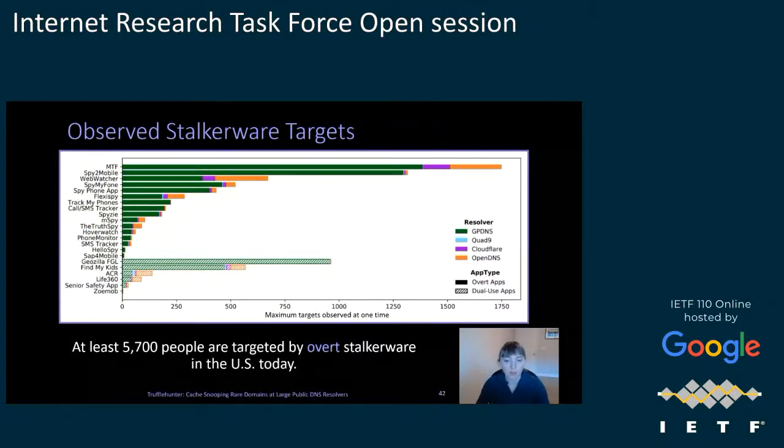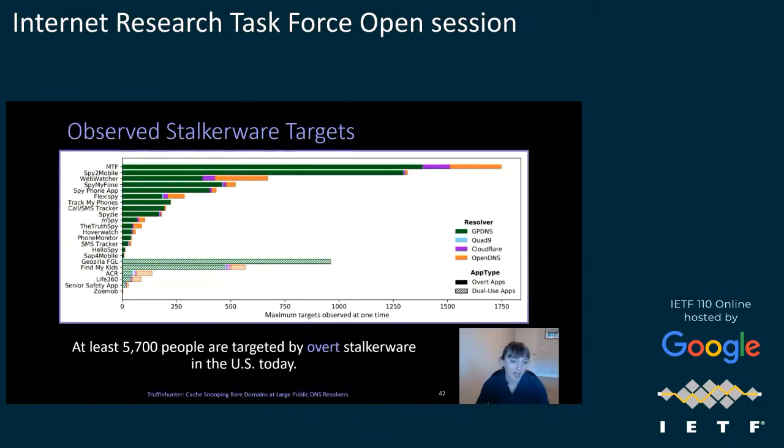This graph shows the maximum targets that we ever observed with stalkerware installed at any one time across the United States. We found that nearly 6,000 people are being targeted by overt stalkerware in the US today, and recall that that's a strict lower bound. The number may very well be higher, but we suspect it's not lower.